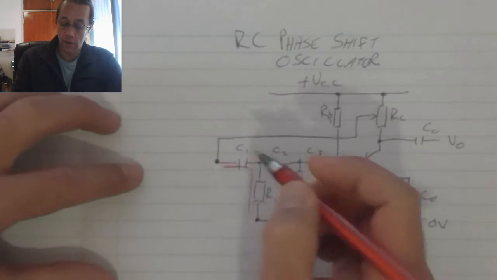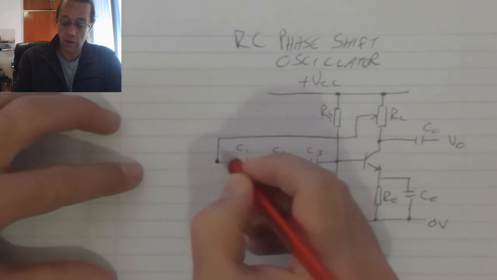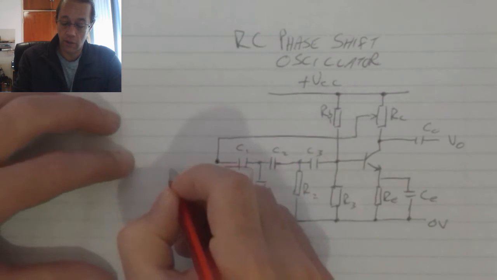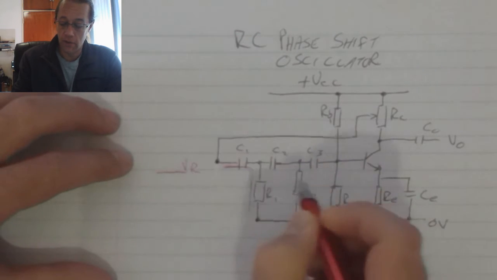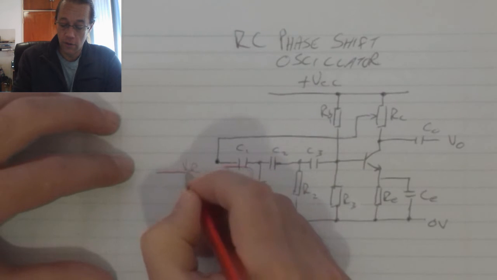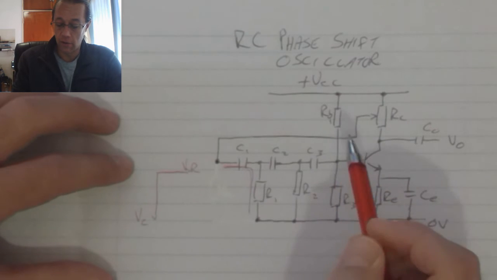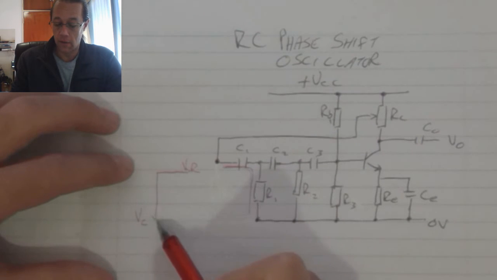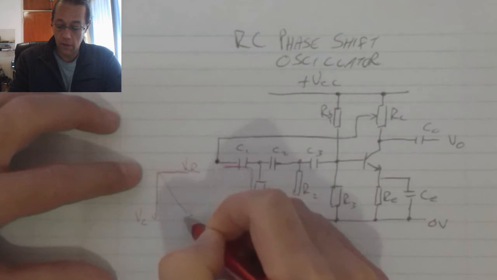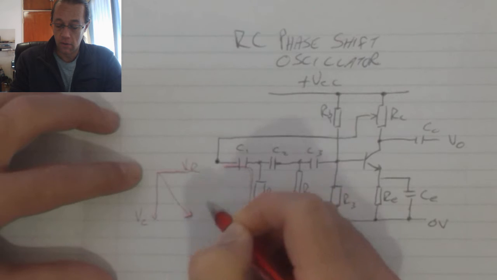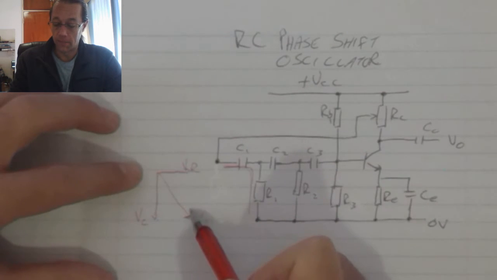Now, thinking back to RLC circuits, when we've got a series RLC circuit or a series RC circuit, the resistor is going to develop a voltage on the horizontal and the capacitor is going to develop a voltage on the vertical. The result is going to be that.